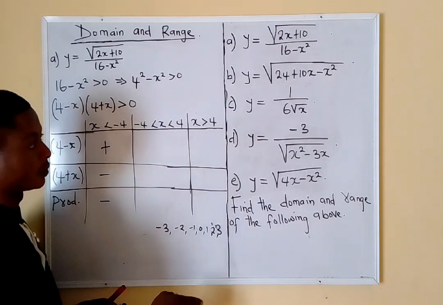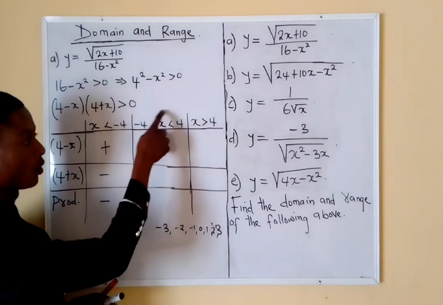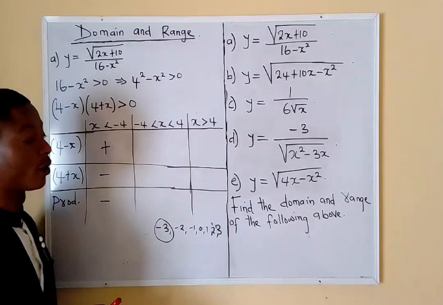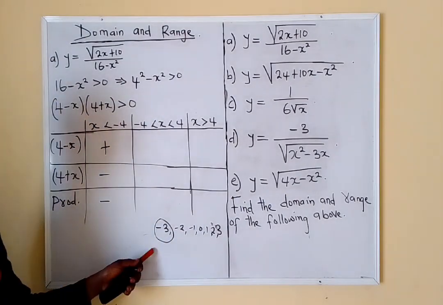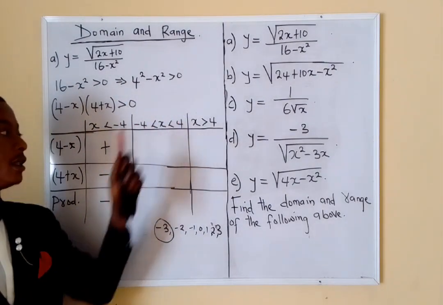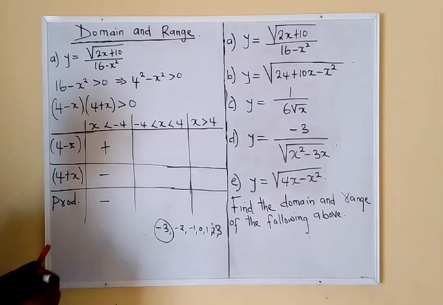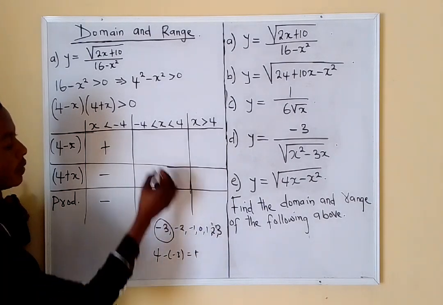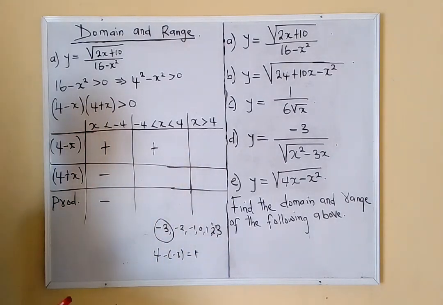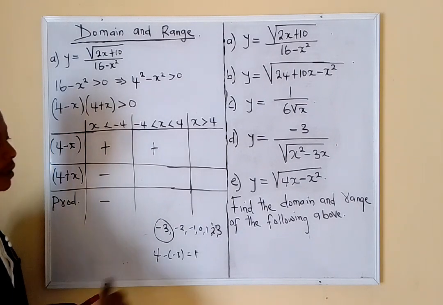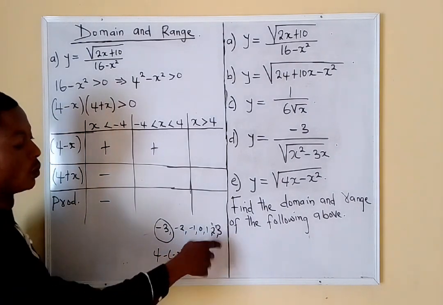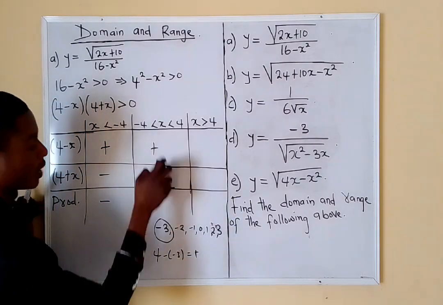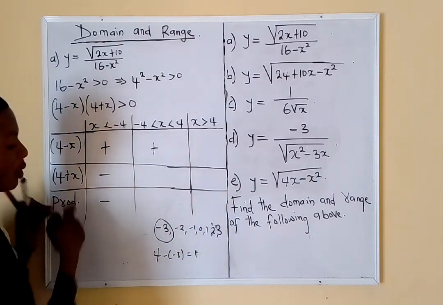Let's take numbers like 3 or like minus 3. Minus 3 is bigger than minus 4 and it's less than 4. If you put your minus 3 here, it will be 4 minus 3, which is positive. You can test other numbers. For example, if you take positive numbers like 2 or 3, 4 minus 3 is still positive. Now let's test 4 plus x. We are taking minus 3, so 4 minus 3 is still positive. Their product, plus times plus, is plus.